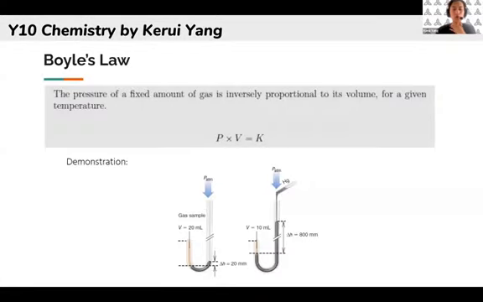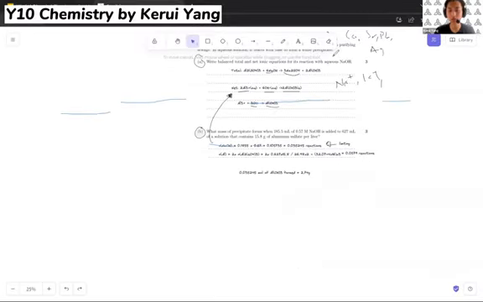So this dude called Boyle, right? He came up with his Boyle's law, which is that the pressure of a fixed amount of gas is inversely proportional to its volume for a given temperature. So P times V equals some K. Does that make sense? We can kind of see how he came to that conclusion.